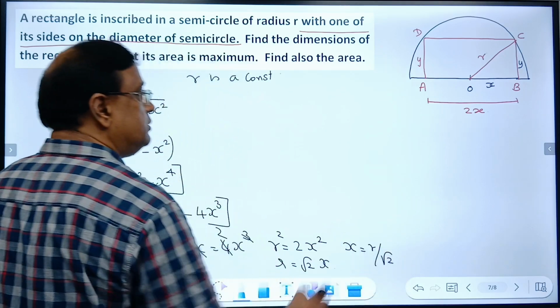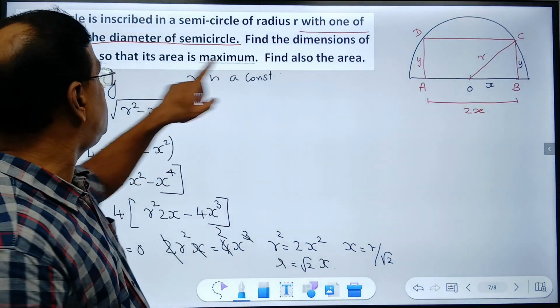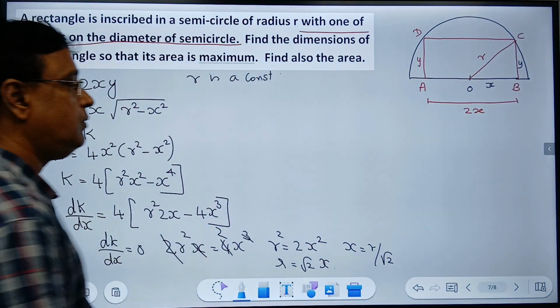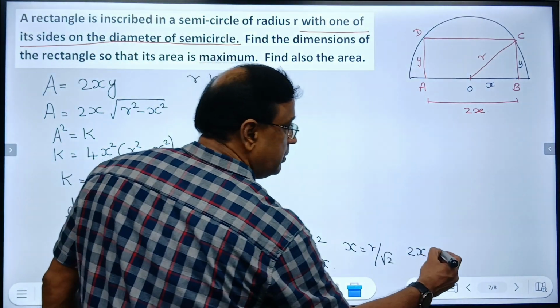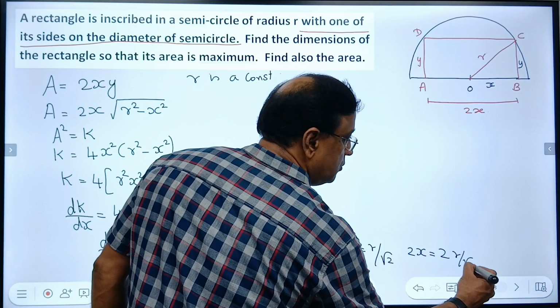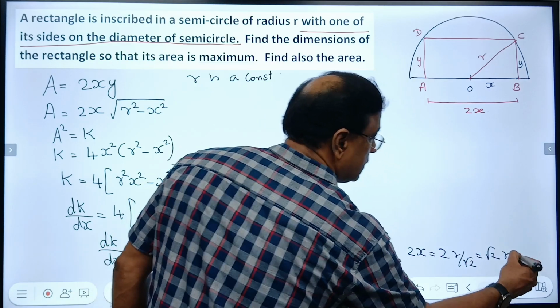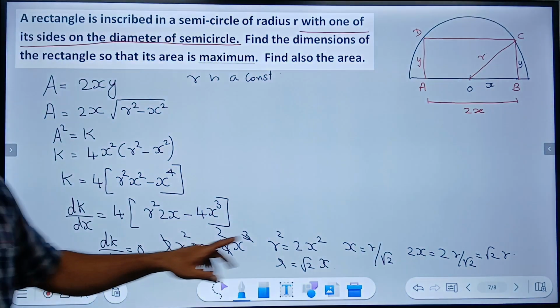In fact, this is the way you should write, because he has asked for the dimensions of the rectangle. So dimensions means 2x, right? Length is 2x, so it will be 2 into r by root 2, which is root 2r. So that finishes this part.